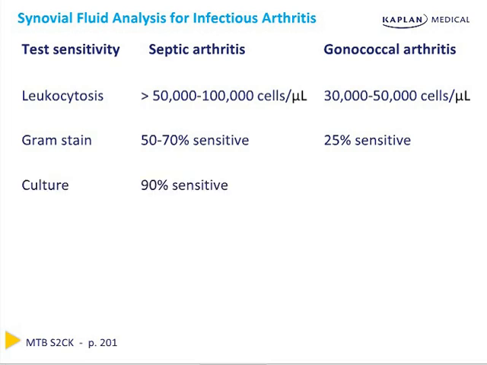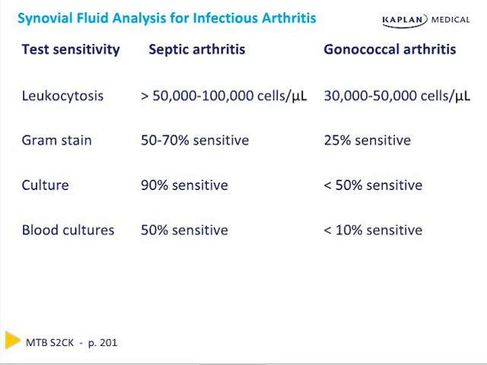The culture is 90% sensitive of the aspirate in septic arthritis, but it's less than 50% sensitive with gonococcal arthritis. Blood cultures are 50% sensitive for septic arthritis, but less than 10% for gonococcal arthritis. Now you understand why it's so difficult to diagnose.